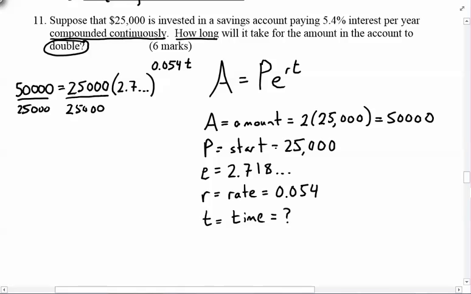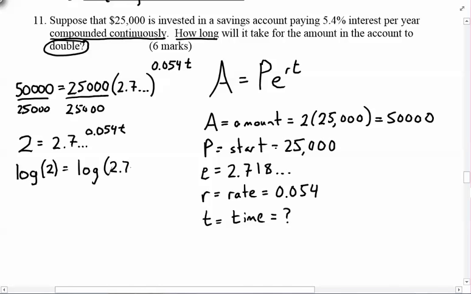And what I end up with is that 2 is 2.718, or e. You can write the number e if you like, to the power of 0.054 t. Okay, and that 2 represents that the money is doubling. So in order to get the t to come down, I'm going to do logs on both sides. And if you want, you can do natural log, because that's a really natural choice when you have base e. So 2.71828 all to the power of 0.054 t.